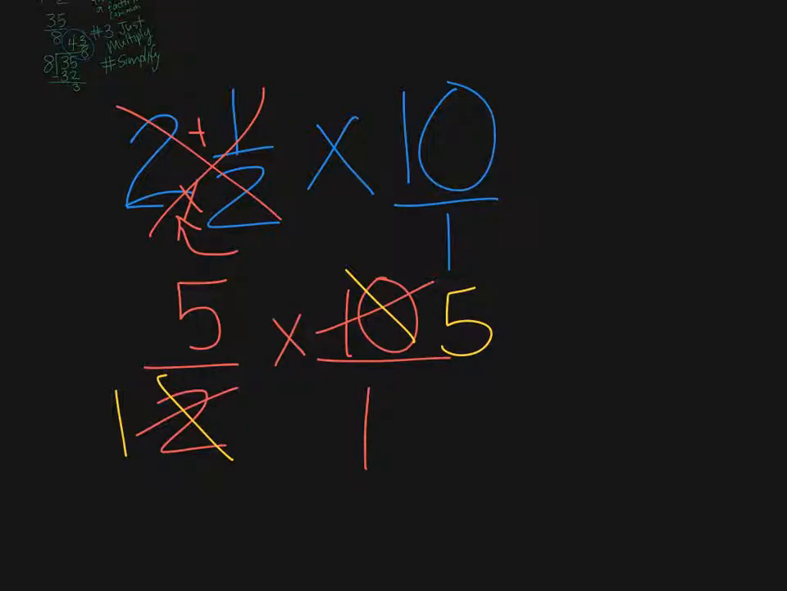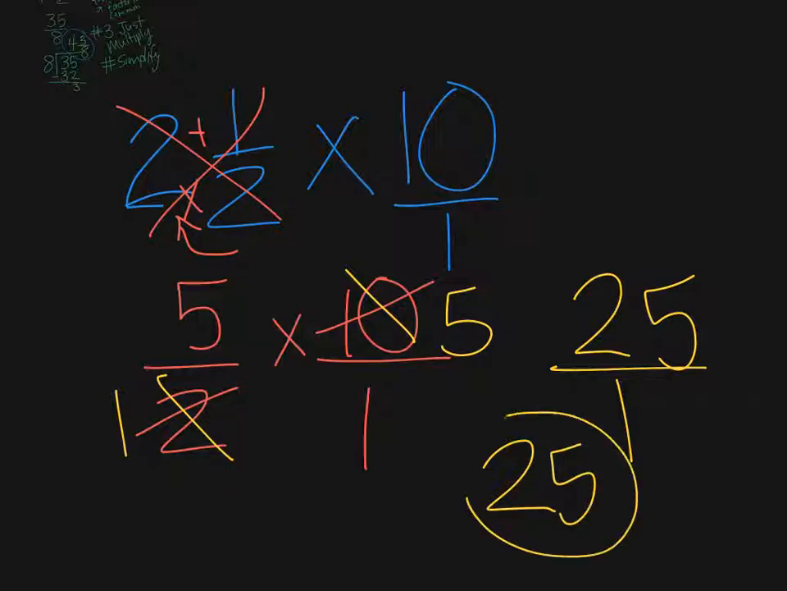Excellent. Now what do I simply have to do? Multiply. What is 5 times 5? 25. What's 1 times 1? 1. Can I leave it like this? No. But what is my answer going to be? 25, because any number over 1 is just that numerator. All right.